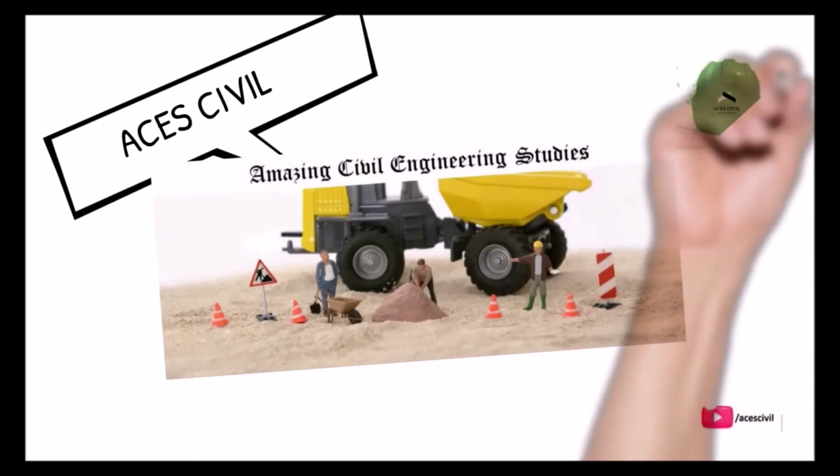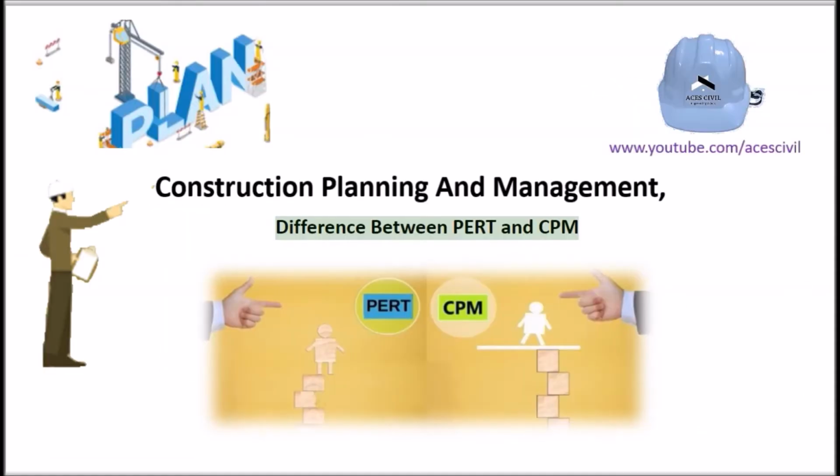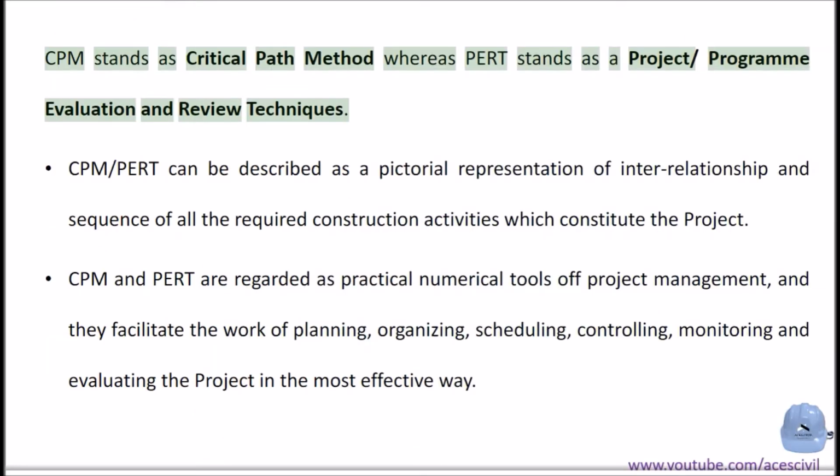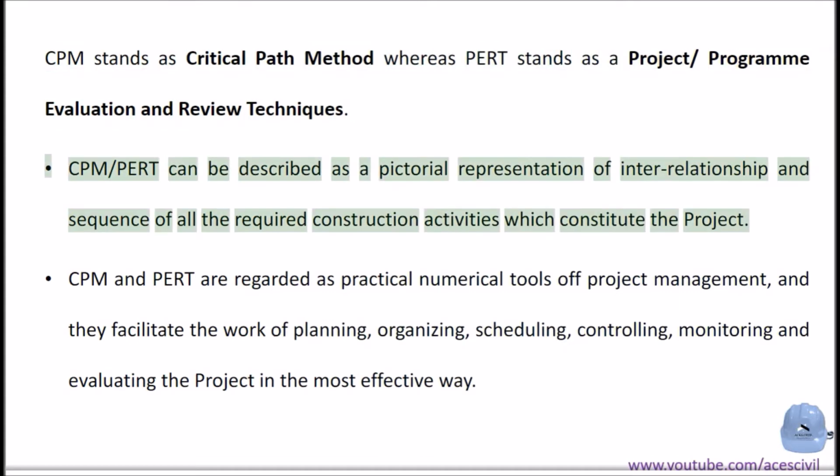In today's video we are going to discuss the difference between PERT and CPM. CPM stands for Critical Path Method, whereas PERT stands for Project/Program Evaluation and Review Technique. CPM/PERT can be described as a pictorial representation of the interrelationship and sequence of all the required construction activities which constitute the project.